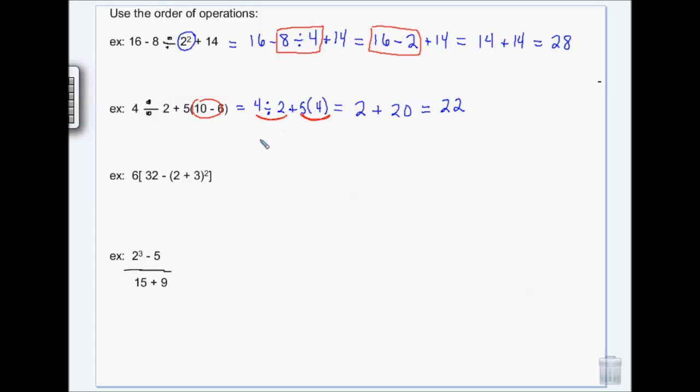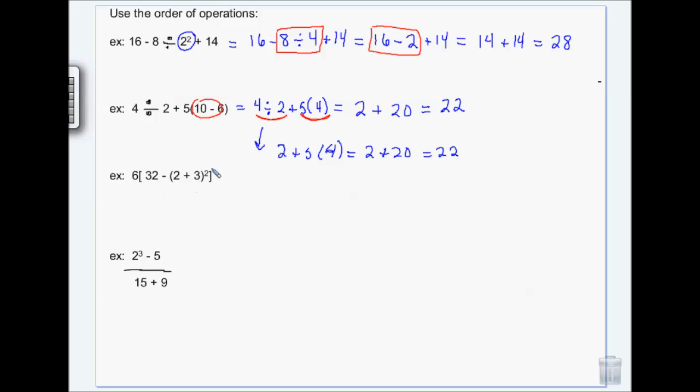So if you want to do it in 2 steps, you could come down here and say that's 2 plus 5 times 4, and then you could say that that's 2 plus 20. Or you can just do them at the same time. So you can do steps concurrently, it's just that you have to make sure that you do them in the right order still.